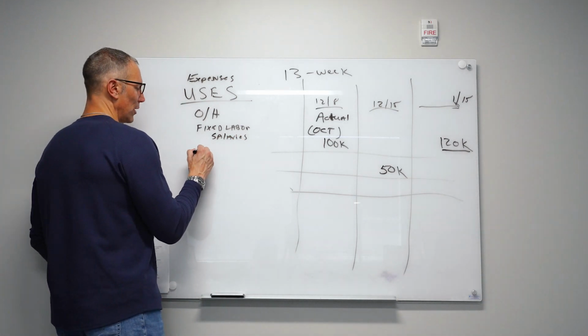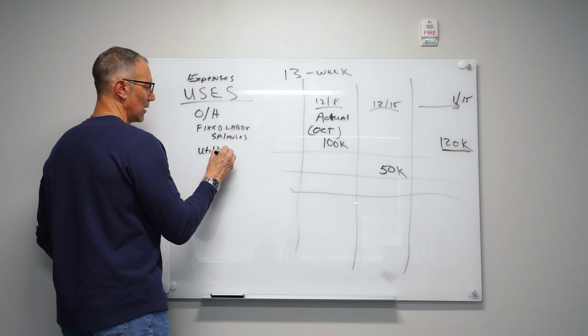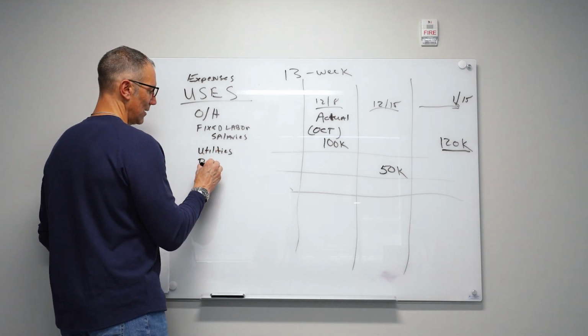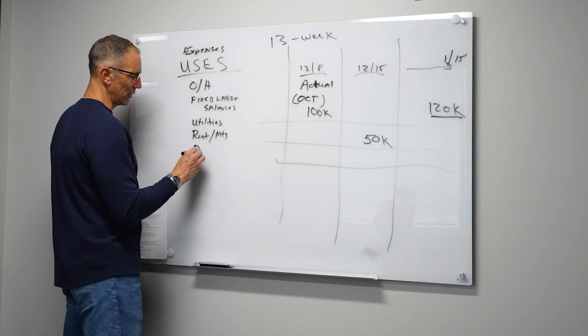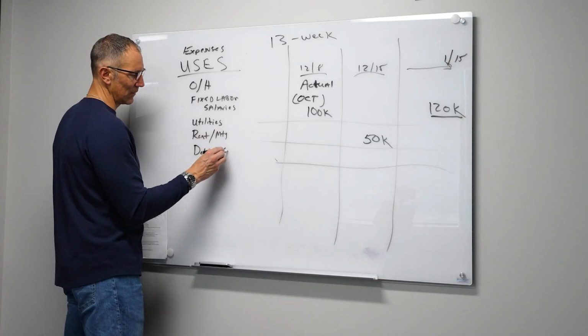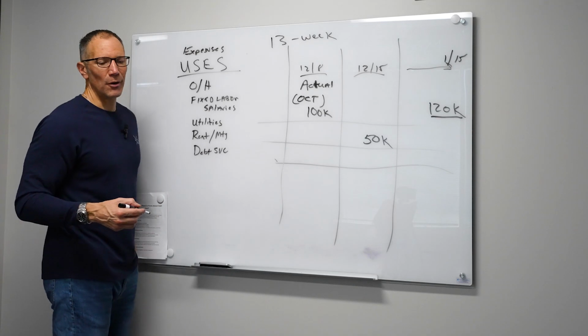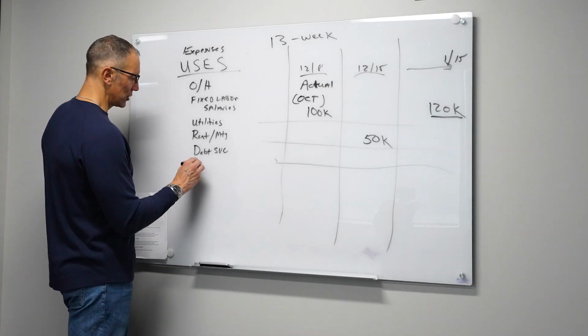You're going to put your utilities, rent, or maybe it's a mortgage. You're going to put your debt service payments. This might be for vehicles, trucks, equipment. You're going to put your insurance costs.